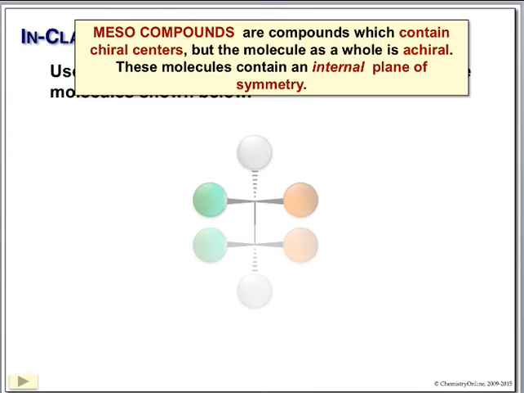Here's our molecule. Where's the mirror plane? Right smack in the middle, isn't it? The top half is the mirror image of the bottom half. Internal plane of symmetry. No, it cannot be chiral.